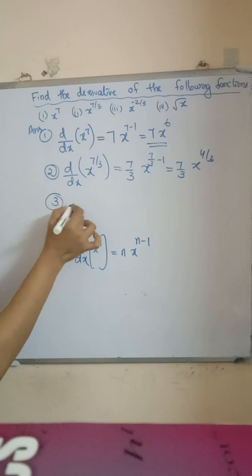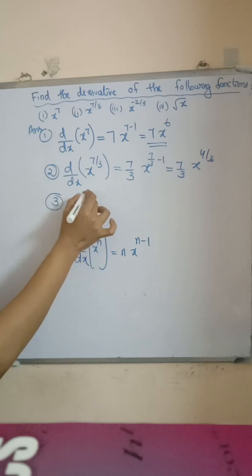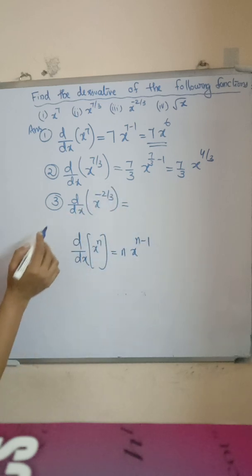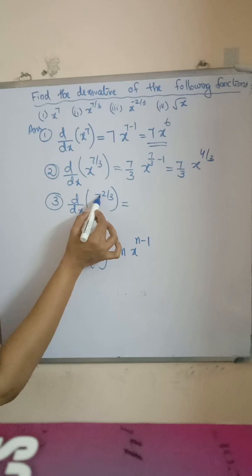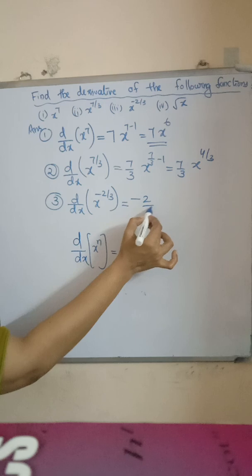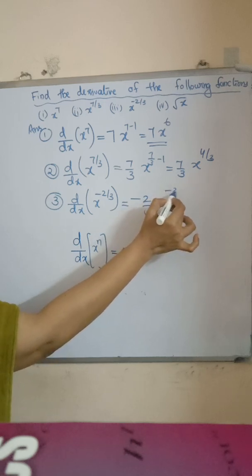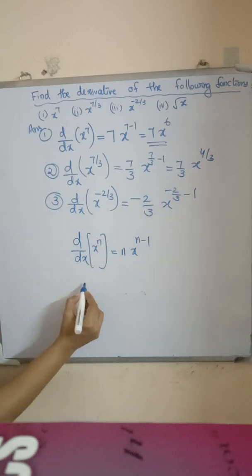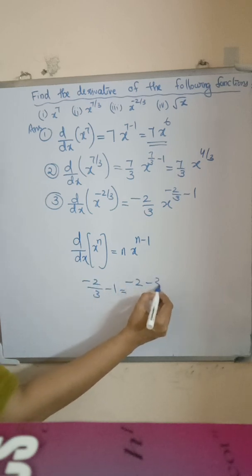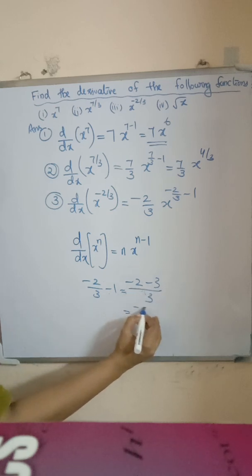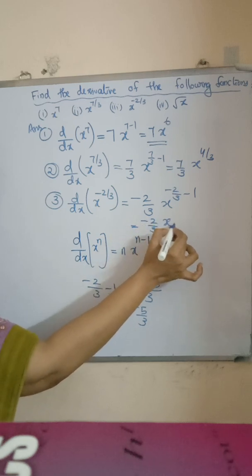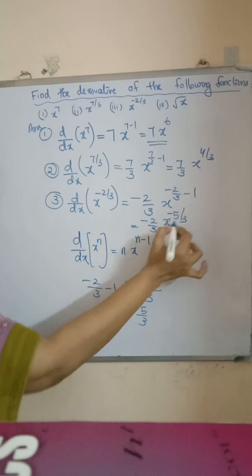Next problem, d by dx of x raised to minus 2 by 3. That is equal to n into x raised to n minus 1. Here n is minus 2 by 3. So minus 2 by 3 into x raised to minus 2 by 3 minus 1. What is minus 2 by 3 minus 1? That is equal to minus 2 minus 3 divided by 3, that is equal to minus 5 by 3. So this is equal to minus 2 by 3 x raised to minus 5 by 3.